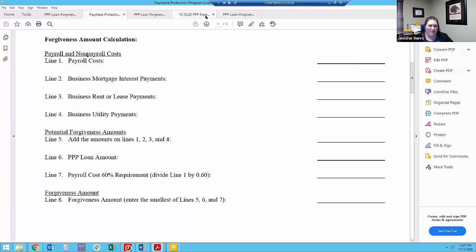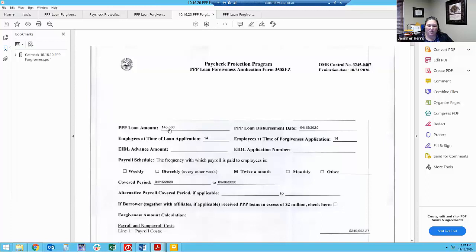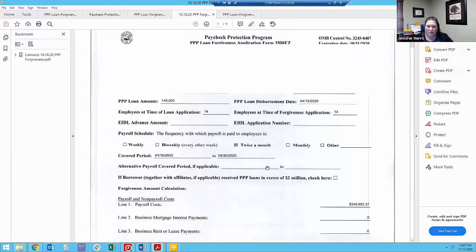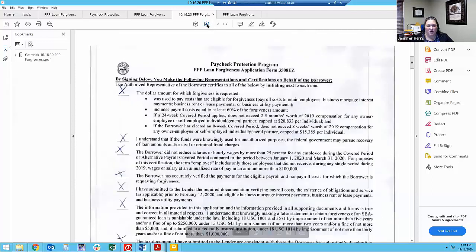I have the example here of one that we did. The loan amount was $145. They're 24 weeks. Their payroll costs were $349 per the form that we had. So we just used that form.